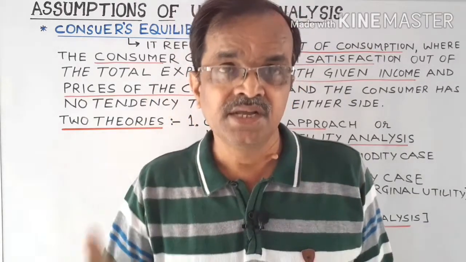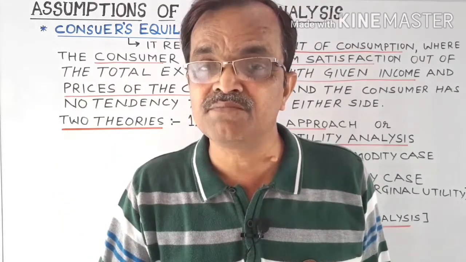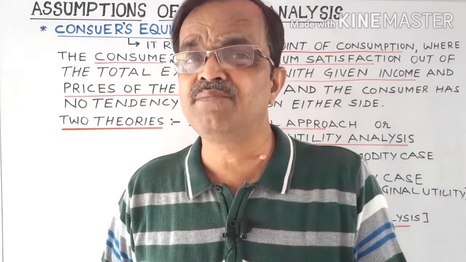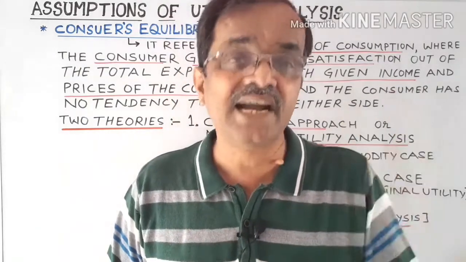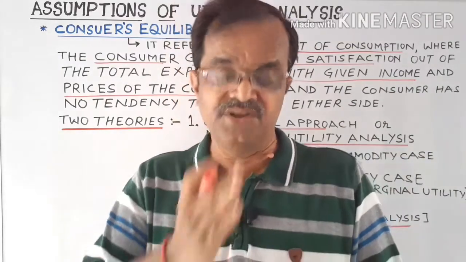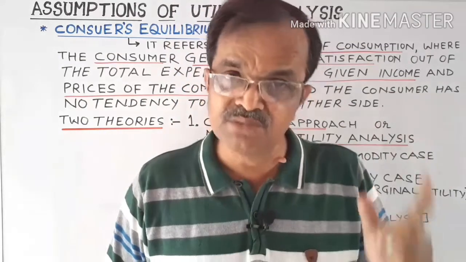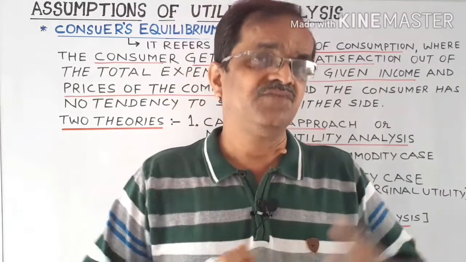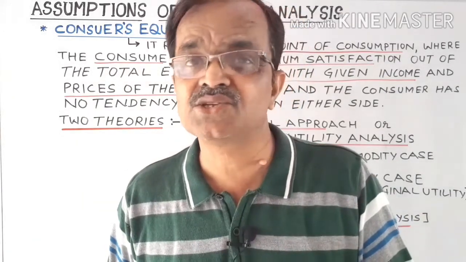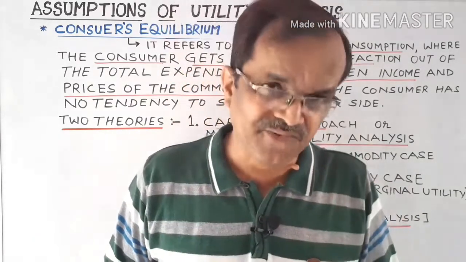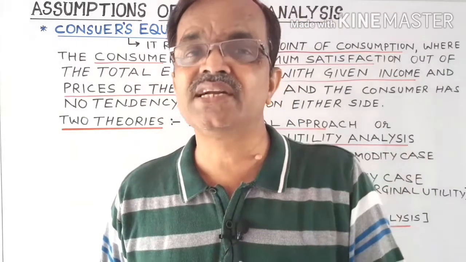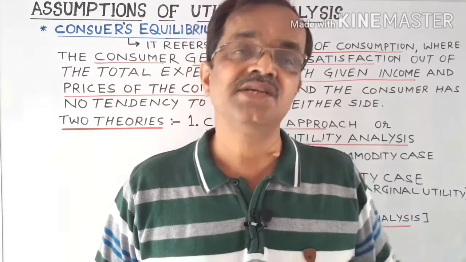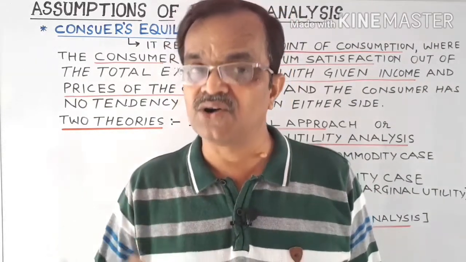that consumer. Then how to define the point of equilibrium for any consumer? What is the meaning of consumer's equilibrium? It is defined as that point of consumption where the consumer gets maximum satisfaction out of the total amount of money expenditure with his given money income and prices of the two commodities, and finds that he has no tendency to move on either side. That point of consumption is called the point of equilibrium for that consumer.